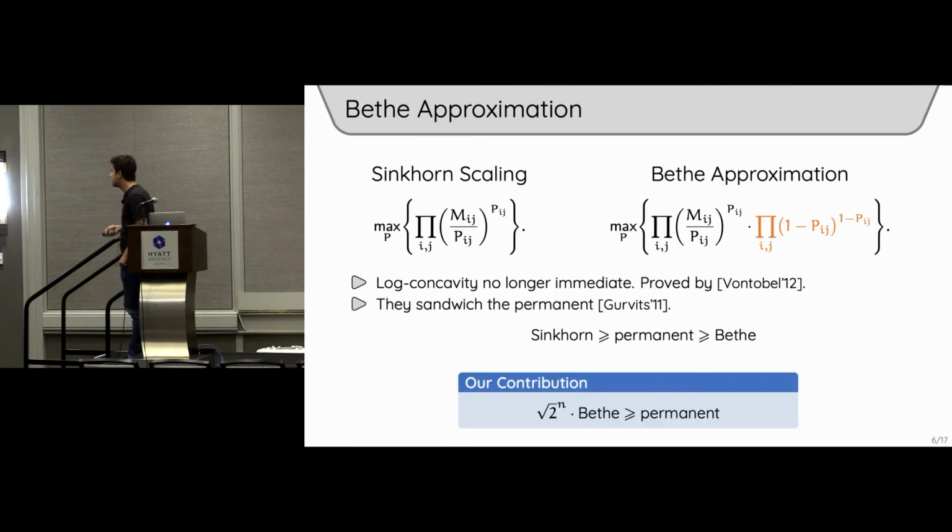Okay? But what we show is that you don't have to upper bound by matrix scaling. You can just upper bound by a multiple of Bethe. And you get a much tighter factor than e to the n. You get square root 2 to the n. Okay? Where is this square root 2 to the n coming from?